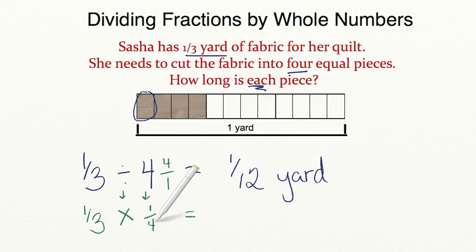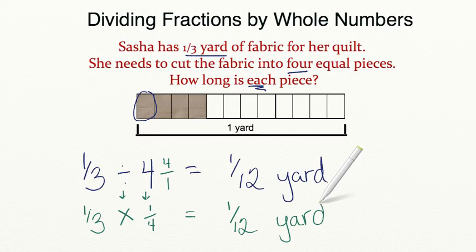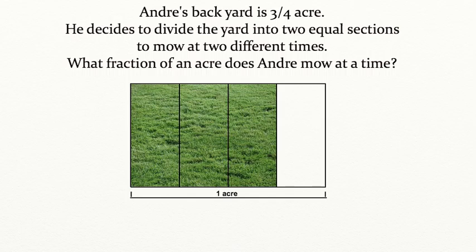So to multiply these two fractions, we multiply our numerators, 1 times 1, which gives us 1, and then we multiply our denominators, 3 times 4 equals 12. And look at that, you get the same answer, 1/12 a yard of fabric. So another way, instead of using diagrams, to divide fractions by whole numbers, is to multiply the fraction by the reciprocal of the whole number. Let's go ahead and try a word problem together.